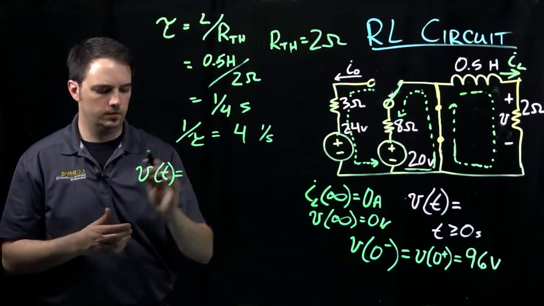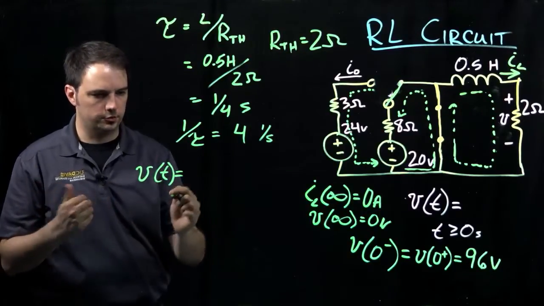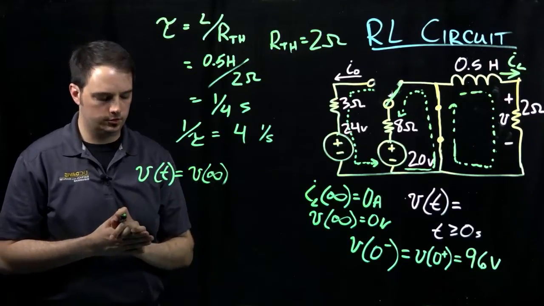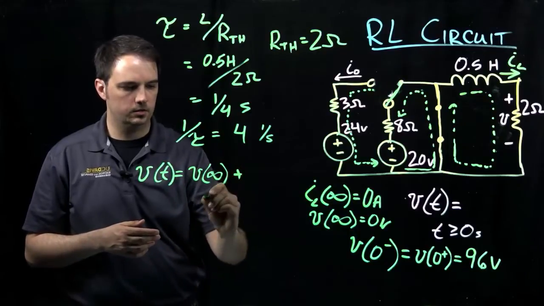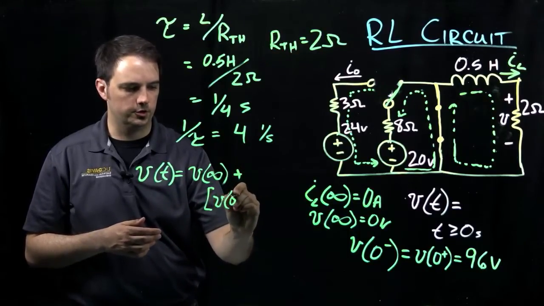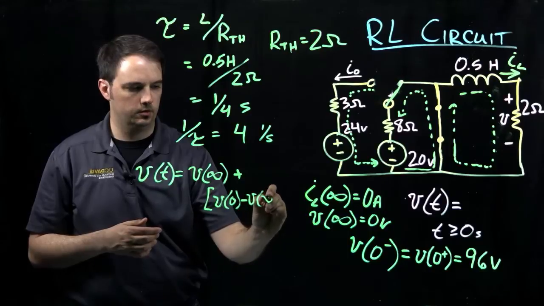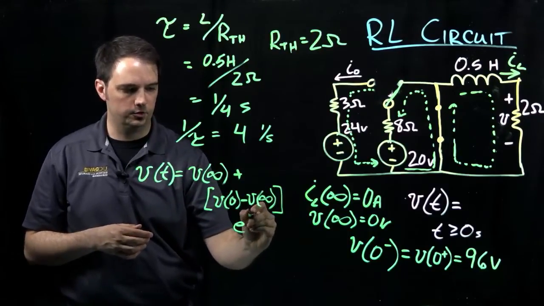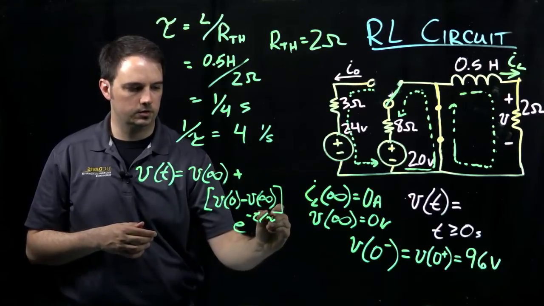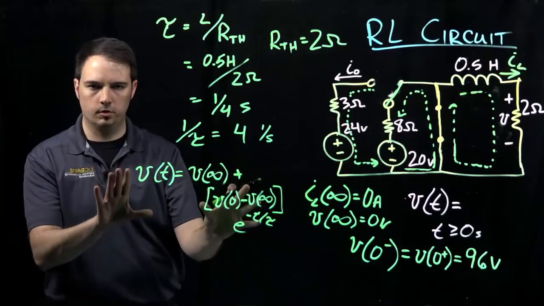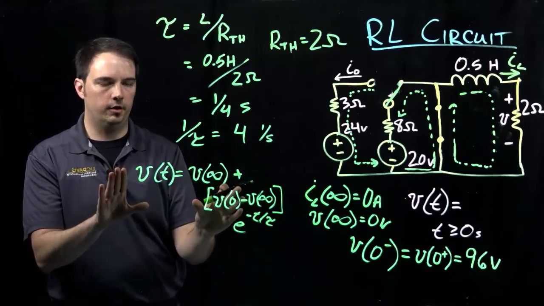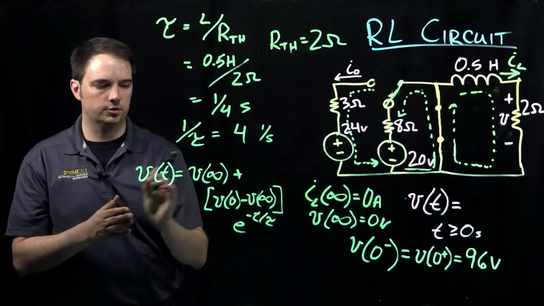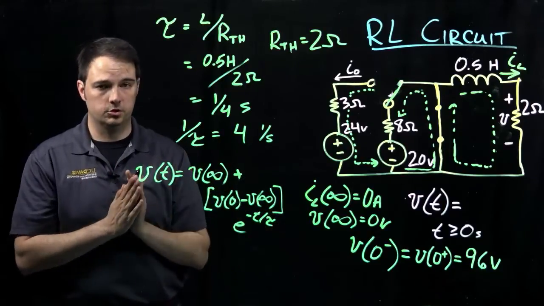Okay. So remember, for us to do this, it's the final condition, V as time goes to infinity, plus the initial condition minus the final condition, that quantity multiplied by the exponential to the minus t over tau. Again, remember this is just the general form. We can apply it to any RL and RC circuit where, if we know what the final conditions are, what the initial conditions are, and what tau is, we can just plug it into this expression.